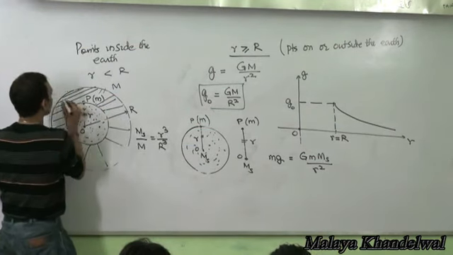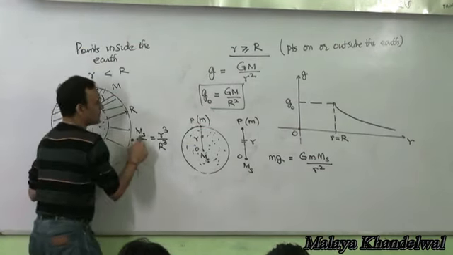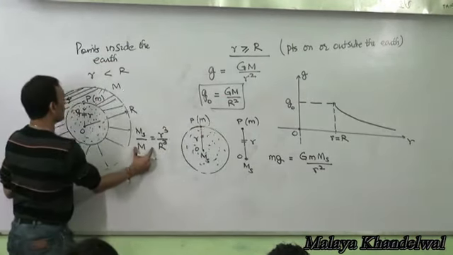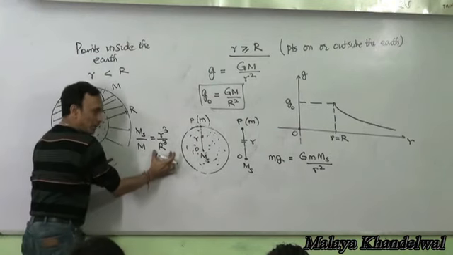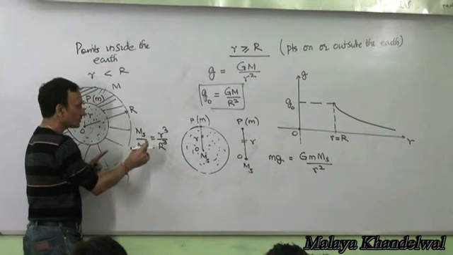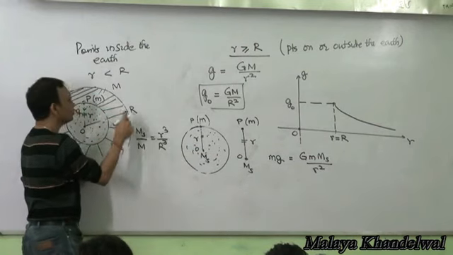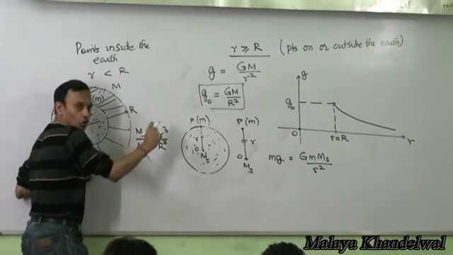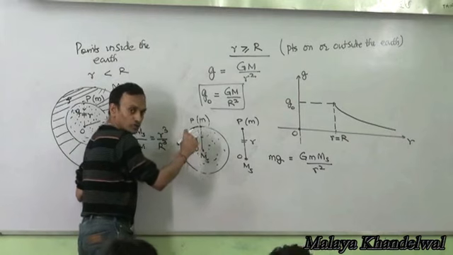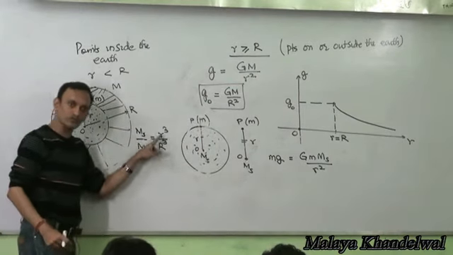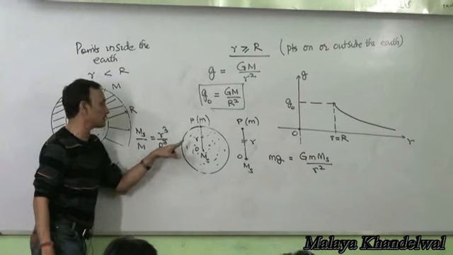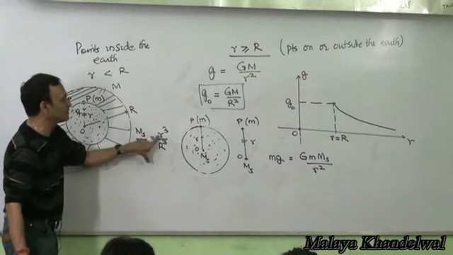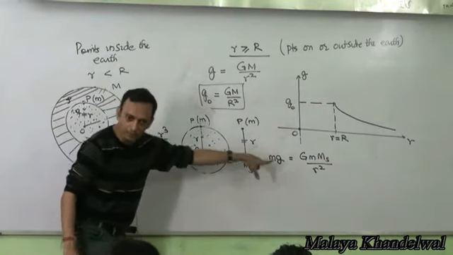The density of the earth is rho. What is ms? ms would be rho into 4/3 pi r cube. What is capital M? Rho into 4/3 pi capital R cube. When you divide, rho and 4/3 pi get cancelled and the cube of the radii will come in, right? So now I can replace ms by capital M into r cube by capital R cube right here.